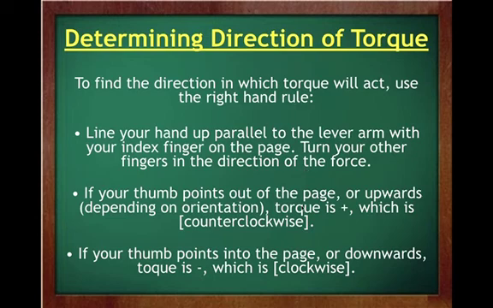If your thumb ends up pointing up, out of the page, then that means it's a positive or counterclockwise rotation. However, if you rotate your fingers to a point where your thumb ends up pointing down, that would be considered negative or clockwise rotation.